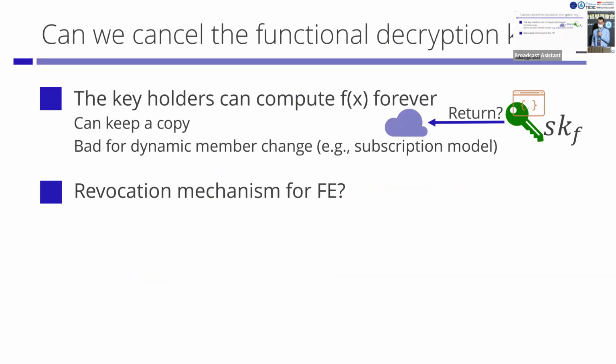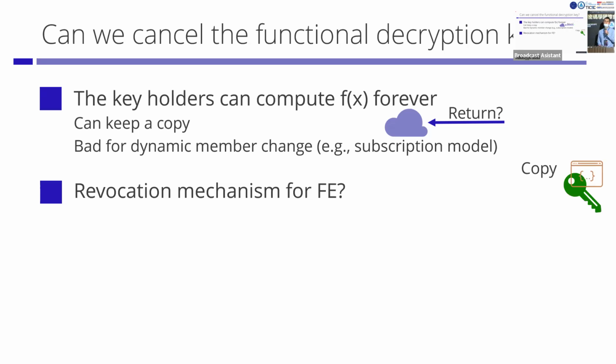So the question is, can we cancel the power of functional decryption keys? If we receive a functional decryption key, then we can compute f of X from the ciphertext of X forever. So even if we return a functional decryption key, it is meaningless because we can keep a copy of the functional decryption key. This is a big problem in a setting where valid users frequently change, like a subscription model.